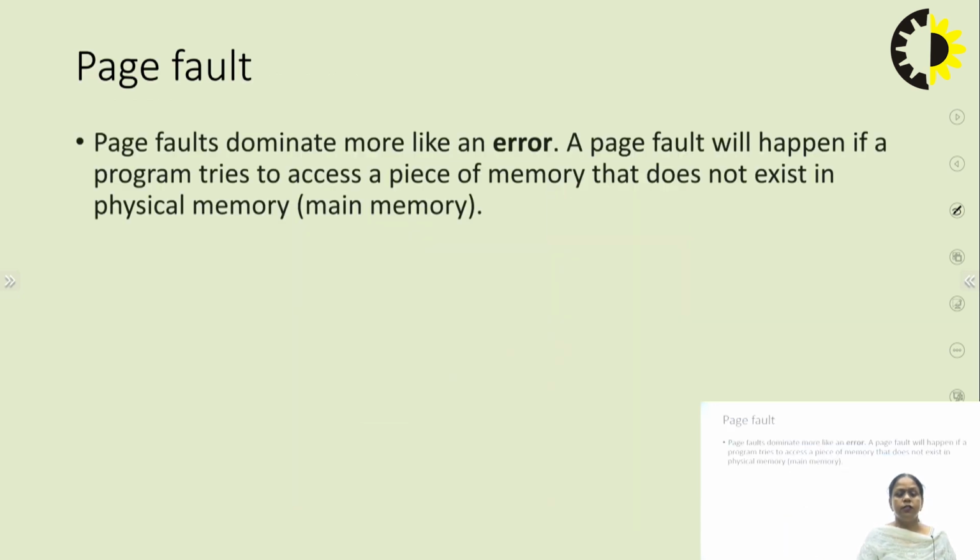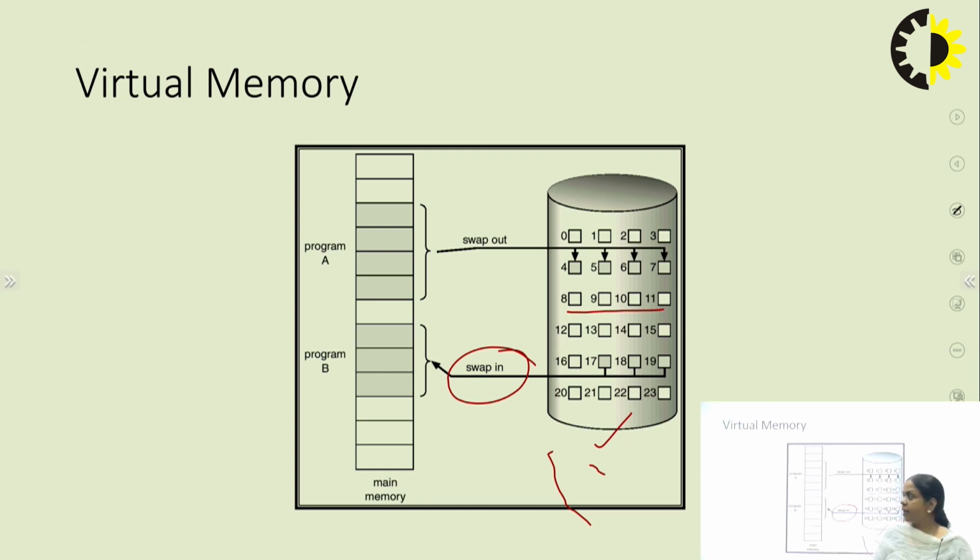Now the question is, what is the meaning of page fault? Page fault is more like an error. A page fault will happen if a program tries to access a piece of memory that does not exist in physical memory or main memory. What does it mean? For example, if this is the main memory and the CPU requires a particular page, but this page is not available in the main memory, then this is known as a page fault. So we have to handle this type of problem also.